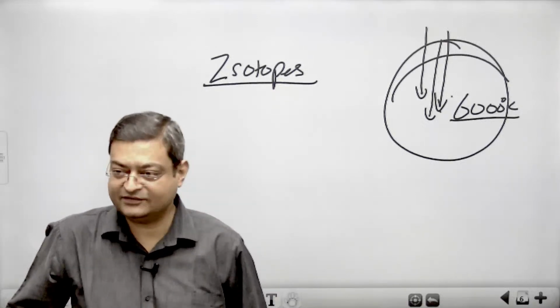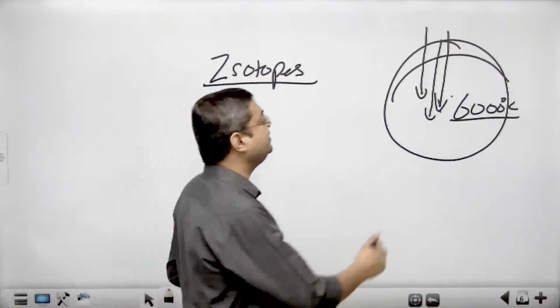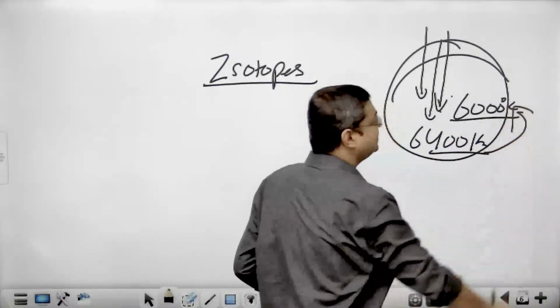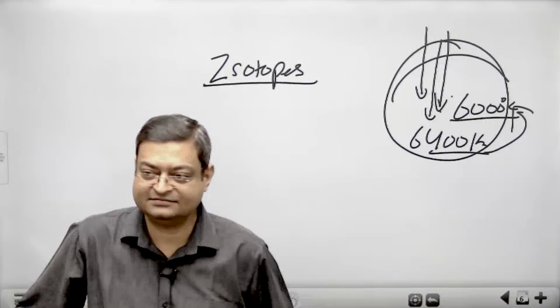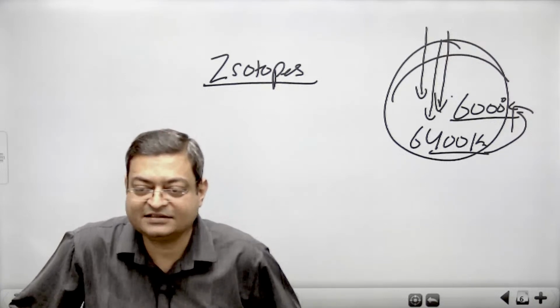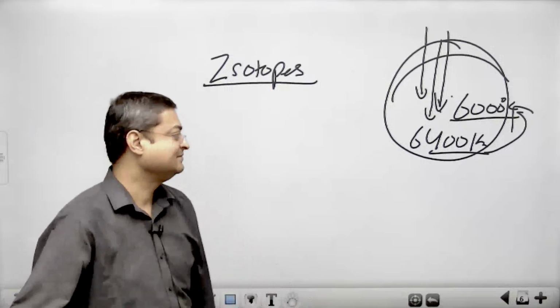But again, a second question rises. If the temperature at the core, which is situated only some 6,400 kilometers down, is 6,000 degrees centigrade, then why are we unable to feel it? Think. Any answer?